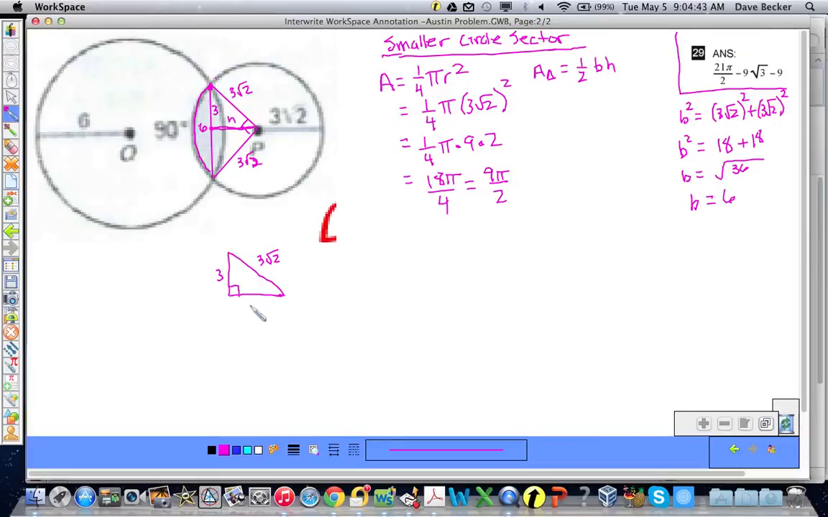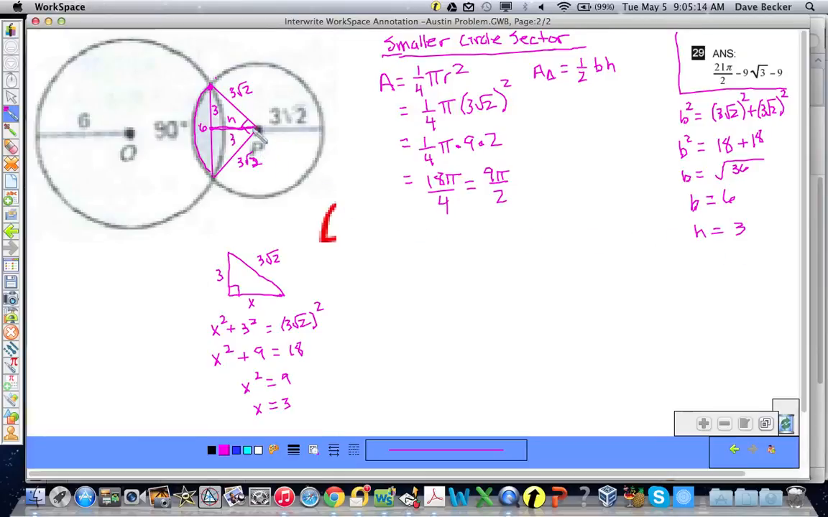Okay, so I can get the height here using the Pythagorean theorem. I'll just call that x. So x squared plus 3 squared is equal to 3 root 2 squared. x squared plus 9 equals 18. x squared equals 9, so x equals 3. So I know that the height is 3, B is 6, H is 3.